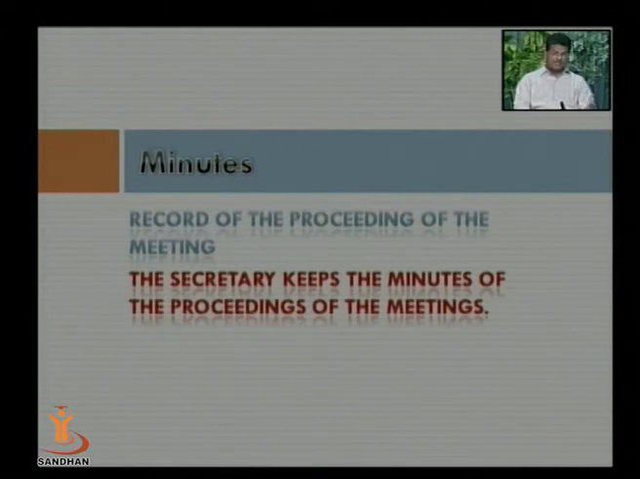Now minutes, here S is added to minute and the meaning changes entirely. Record of the proceedings of the meeting is called minutes. Secretary keeps the minutes of the proceedings of the meeting. This is an example of how minutes is used. Usually minutes are kept after formal meetings of the board of directors, formal meetings of cabinet ministers, or any organization. So here is minutes.